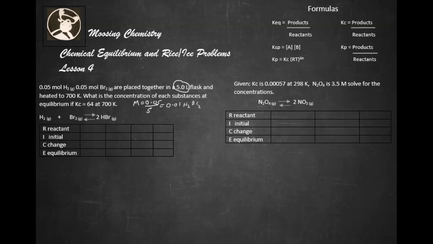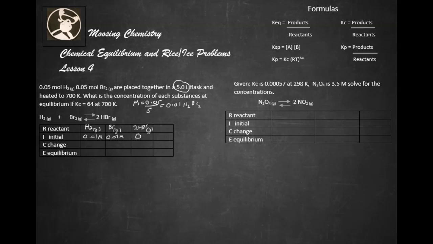So now let's go ahead and do our RICE setup. We have H2, gas. We have Br2, which is also a gas. And we have 2HBr, which is also a gas. Our initial concentrations are going to be the hydrogen 0.01 M, the Br2 0.01 M, and our initial concentration for our product is 0 because we haven't done anything yet.